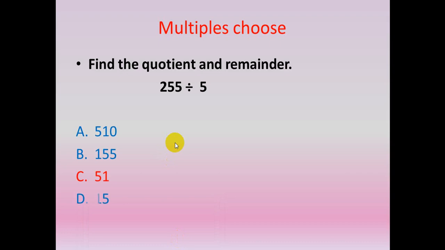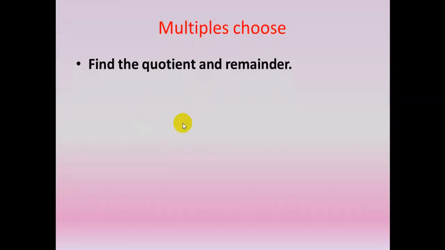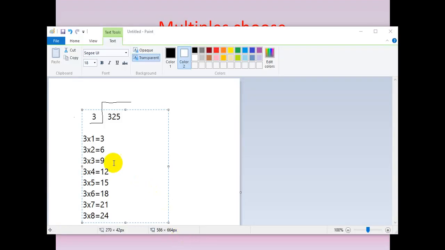Yes, 51. Find the quotient and remainder for 325 divided by 3. Okay, we should do a draft. Here I did the draft, 325 divided by 3. First I started from the greatest place value. What is the greatest place value? The greatest place value is 3.